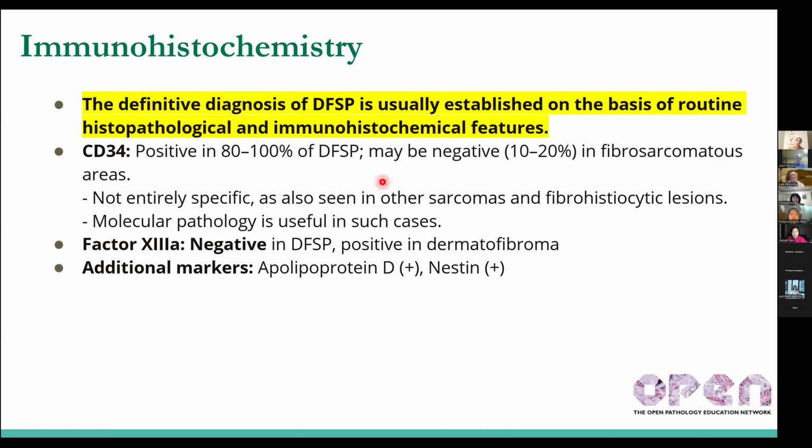It's not entirely specific as a lot of mesenchymal tumors are also positive for CD34, and that's why if we cannot differentiate solely by morphology, molecular pathology is useful in such cases. It is negative for factor 13A, which is useful to differentiate from dermatofibroma, which is positive for factor 13A but negative for CD34. Additional positive markers may be apolipoprotein D and nestin, although these are not widely used.